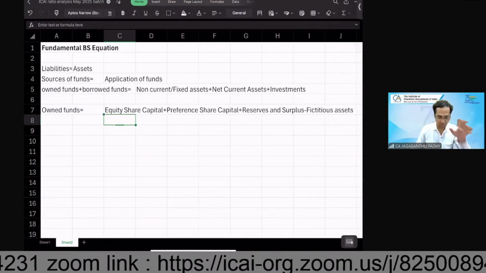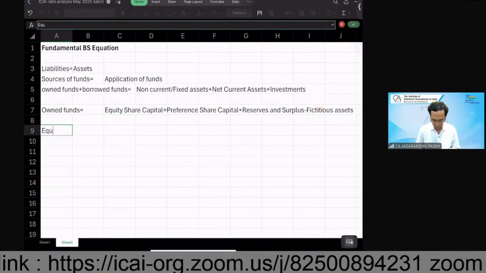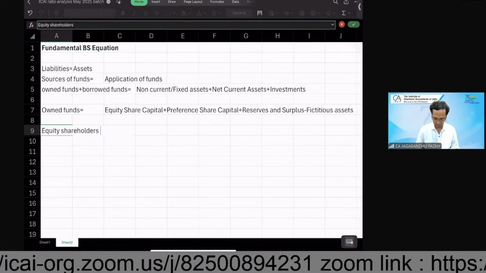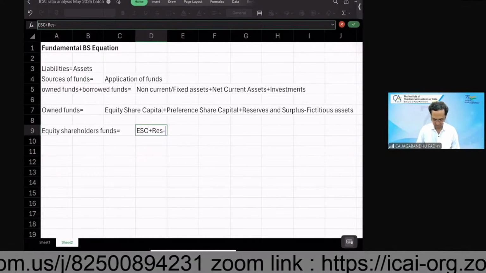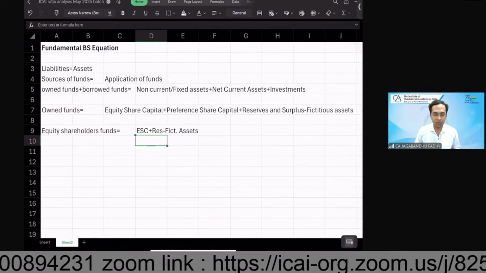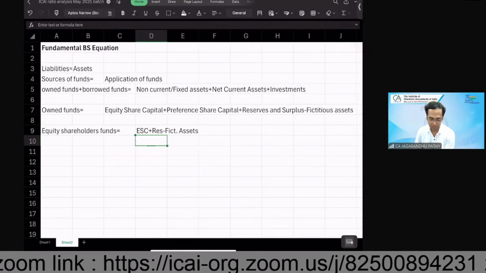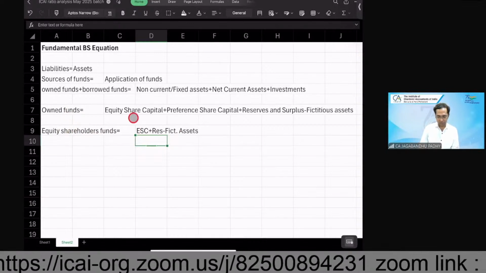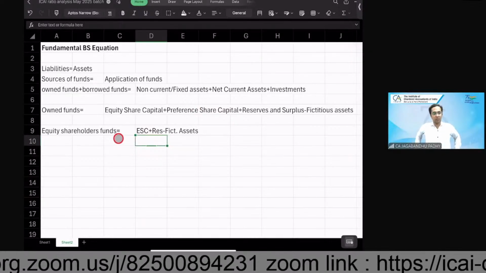Okay, that's the first thing that we are looking for. So whenever we say owned funds, remember, we are going to subtract the fictitious assets. If I ask you equity shareholders funds, it will be equity share capital plus reserves minus fictitious assets. So those fictitious assets need to be subtracted whenever we say equity shareholders fund. Now, what's the difference between owned funds and equity shareholders fund? The difference is, in owned funds, you include preference share capital, but in case of equity shareholders fund, we don't include the preference share capital.